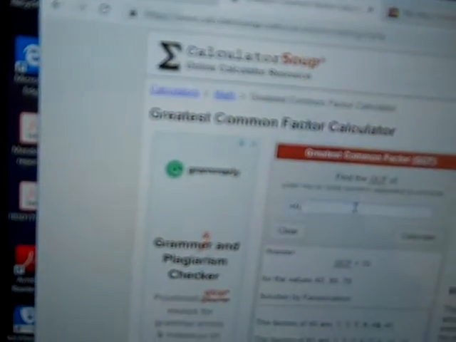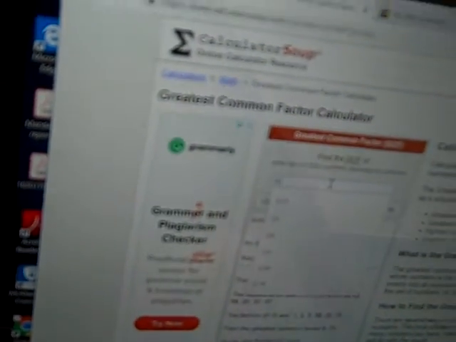Okay, and then 3 and 30. I punch those in. You can't punch in negatives. It's just got to be 3, 30. Those are the two numbers I have. Calculate, and it says the GCF is 3. So I put a negative, it's negative 3.